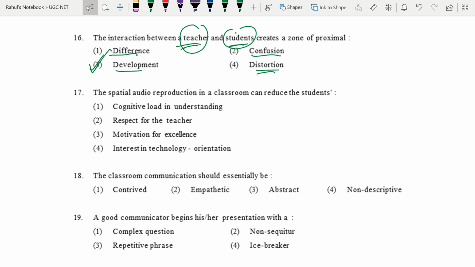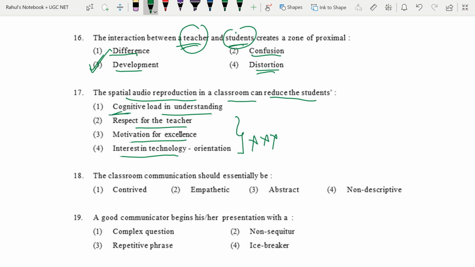The next question is, the spatial audio reproduction in a classroom can reduce the students' cognitive load in understanding, respect for teacher, motivation for excellence, interest in technology. So basically, if you observe it clearly, the below 3 options are out of context. They are not related to any kind of logic. So spatial audio reproduction in a classroom basically reduces the cognitive load of students in understanding. So option 1 is the correct answer.